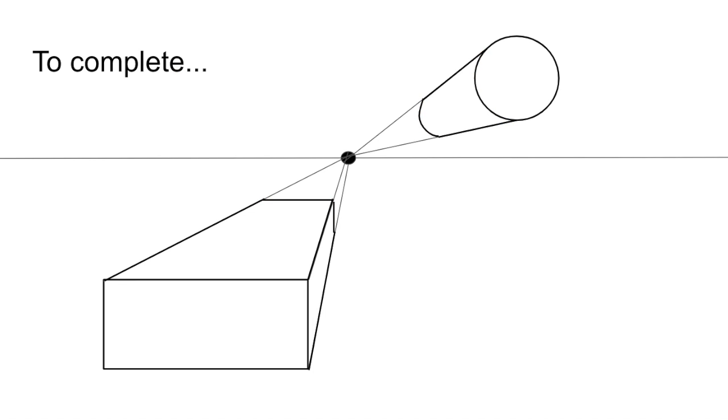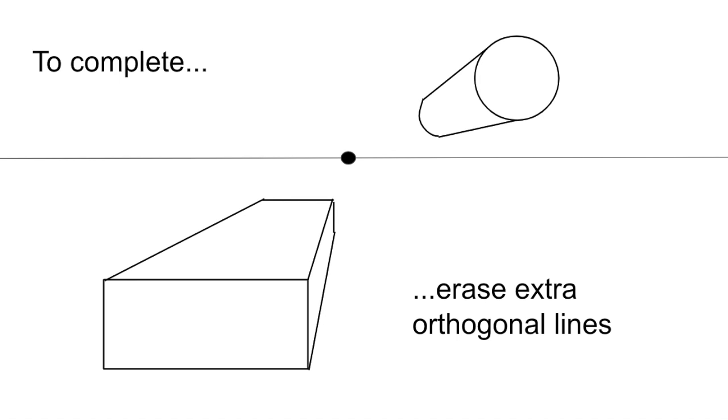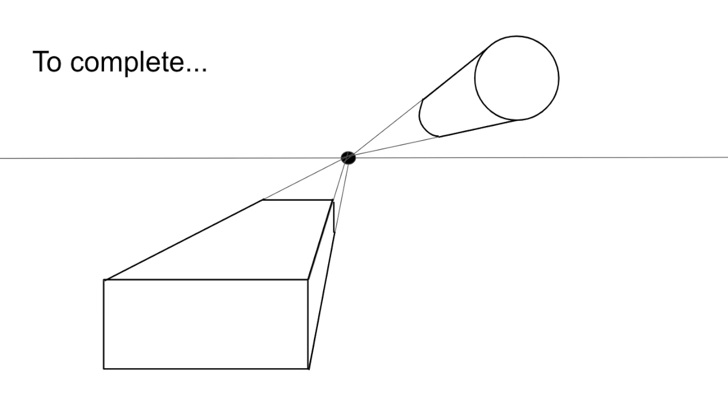To complete your perspective drawing, you're going to erase your extra orthogonal lines. So all the ones that are beyond your parallel lines, the ones that reach from your parallel lines to the vanishing point, you're going to erase those extra lines. I'll show you again where they were and then what you'll erase.